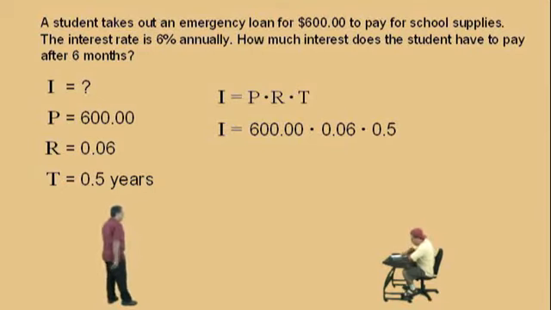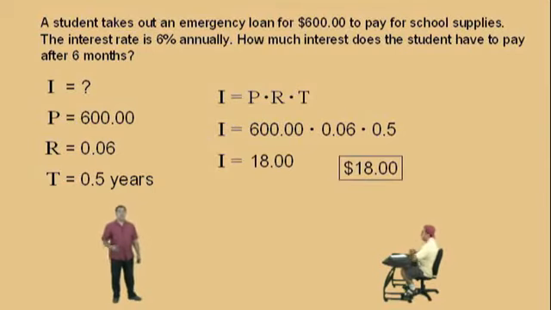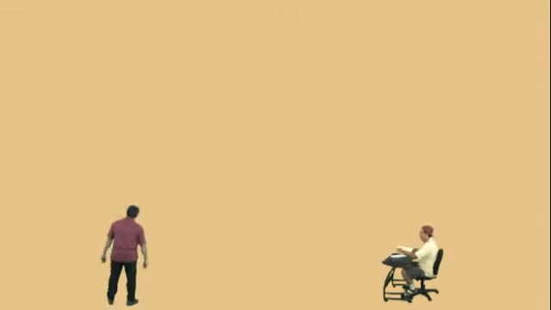Okay, Charlie, what do you get for that product? 18. That's right, $18. So after 6 months, the student has to pay how much, Charlie? 18. That's right, $618 total to pay off that loan, right? Because the student has to pay $18 of interest. All right, that's what we just calculated. All right, Charlie, let's do another one.